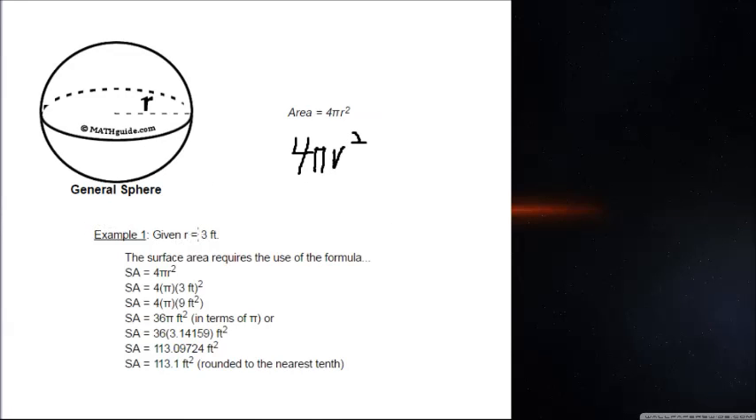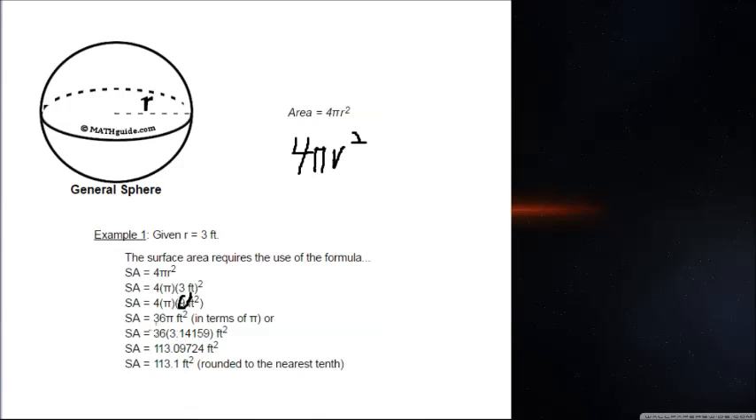And from the example I've attached to the picture, given that r is 3 feet, you have to substitute r with 3, so it will become 4 times pi times 3 feet squared, and it will become 4 times pi times 9, because the 3 has to be squared, so it will become 9. So after 4 times 9, you get 36 pi feet squared in terms of pi.